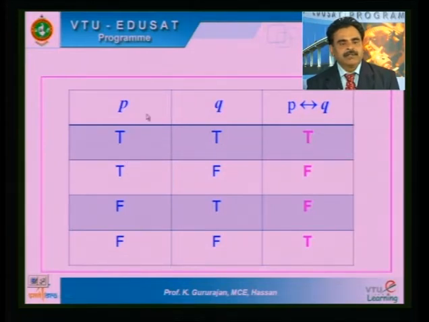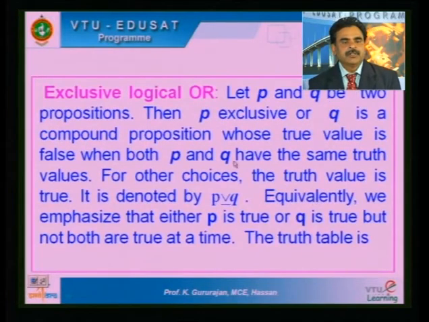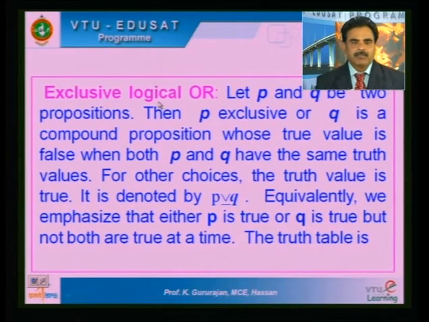Now, P and Q are assigned the same truth value T. So, P biconditional Q will assume the truth value T. Now, when P and Q are assigned the same truth value, that is F, here also we will find P biconditional Q being assigned the truth value T. For the remaining other two, P biconditional Q is a false proposition. Understood?